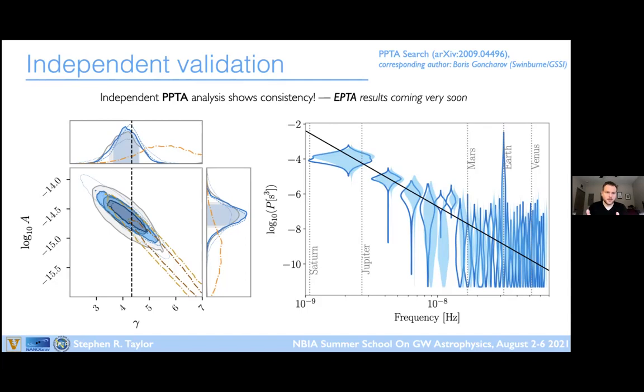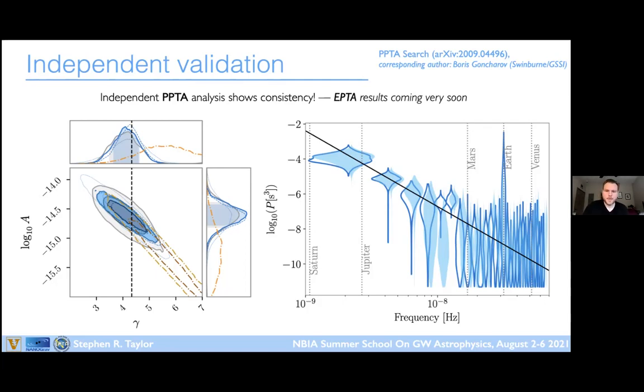NANOGrav is already finalizing its 15-year data set, which is an extension of 2.5 to 3 years beyond what I'm reporting about here. And that not only adds additional data to the pulsars that were timed in the previous data set, but it also adds about 20 new pulsars, which helps a lot with the significance of cross correlations because you can make many more pairs between the pulsars. So things look really exciting, and I hope to be able to tell some of you in the next year what we actually find, one way or the other.